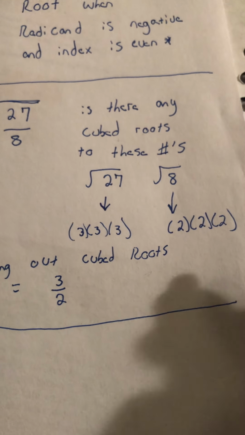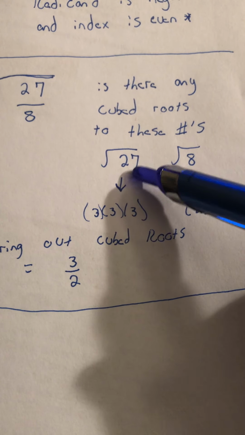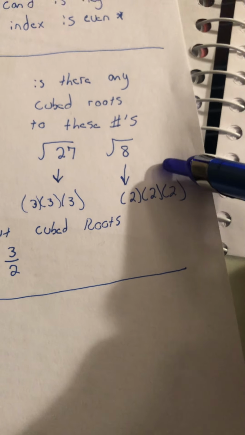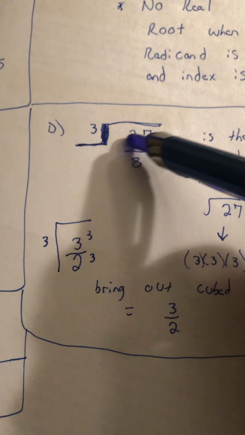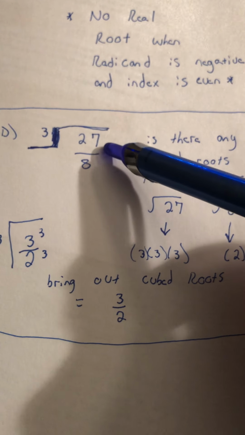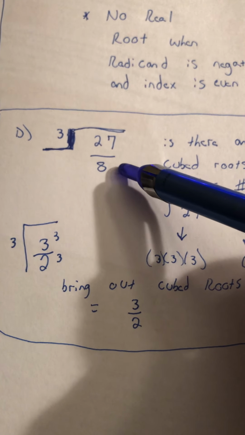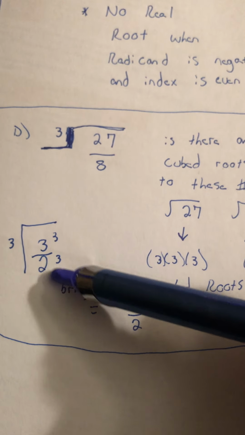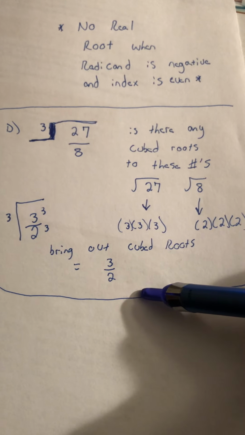All right. So for 27, I figured out that 3 times 3 times 3 will be the cube root of 27. Okay. For 8, I found that 2 times 2 times 2 is going to be the cube root. So that's telling me that right here, my index has a cube root and a cube root. So here, it's going to be what? It's going to be 3 to the third. Here it's going to be 2 to the third. So if you bring that out, what's it going to be? It's just going to be 3 halves because you're bringing out your cube roots.